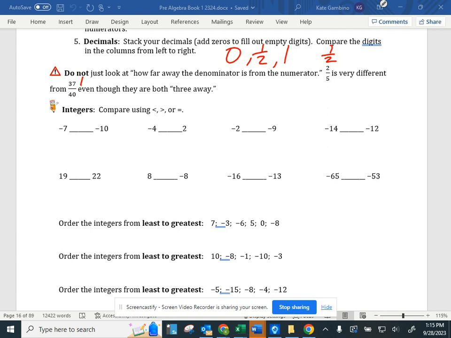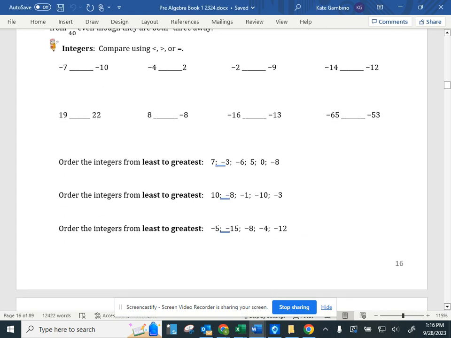So our first section is comparing our integers. Is -7 less than, greater than, or equal to -10? Greater than. -7 is bigger, because remember those negative numbers, we're getting closer to 0. The closer to 0, the warmer we are, the bigger it is.